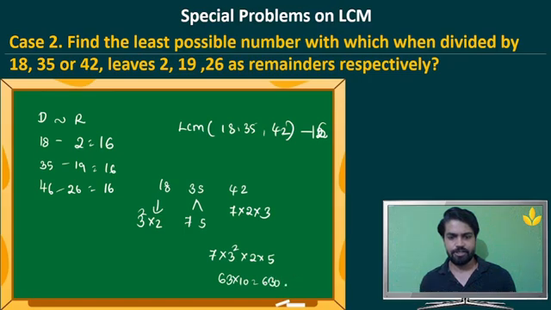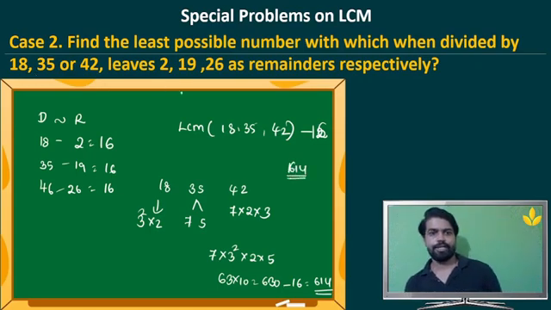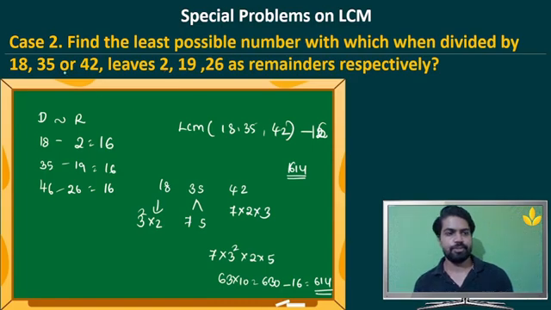But the answer is 630 minus 16, which is 614. So when you divide 614 by 18, you'll get the remainder 2. When you divide 614 by 35, you get a remainder 19. When you divide 614 by 42, we get a remainder 26. So the answer for the question is 614.